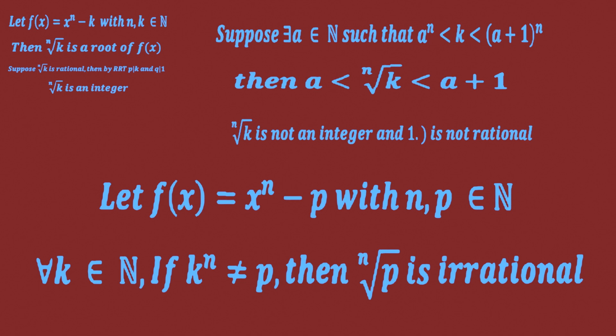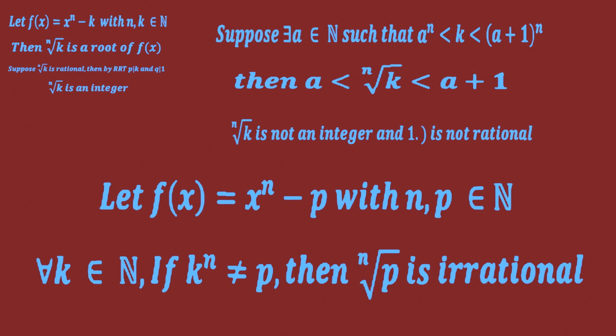There is a quick note that I should mention. Normally, we would have to show that there is an a such that a to the n is less than k is less than a plus 1 to the n, but I don't think it's too hard for us to believe that this is true. This is just saying that our number k is in between two squares or two cubes or two fourth powers. It's saying that if our k was 5, 5 is in between 4 and 9, or if our k was 10 and we are doing cubes, our k is in between 8 and 27.